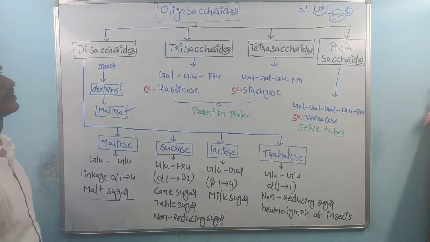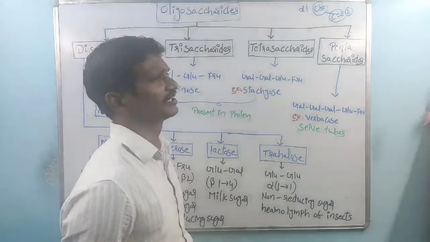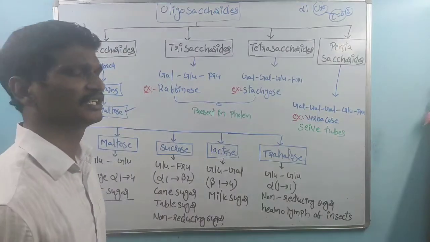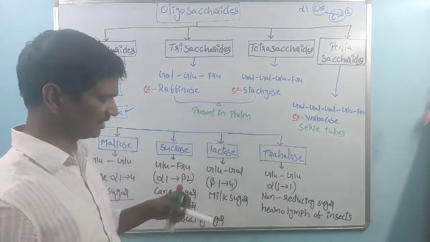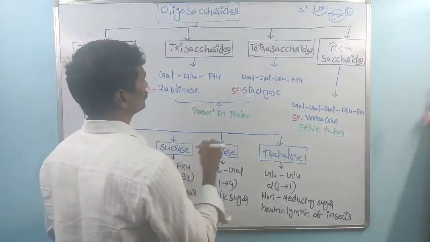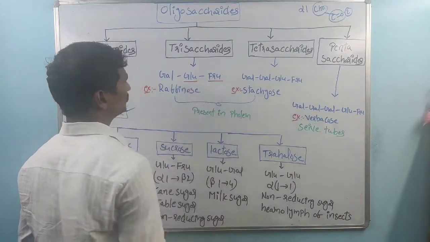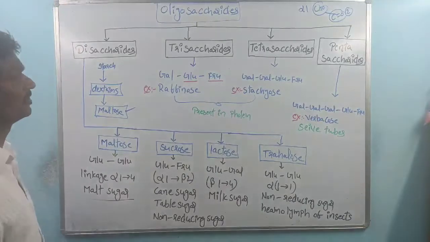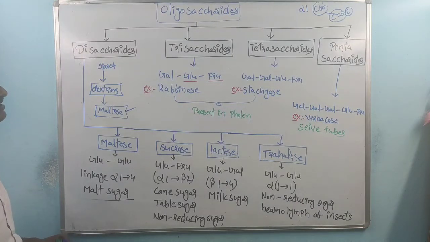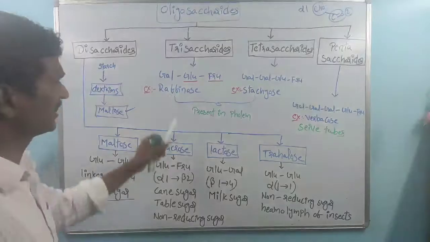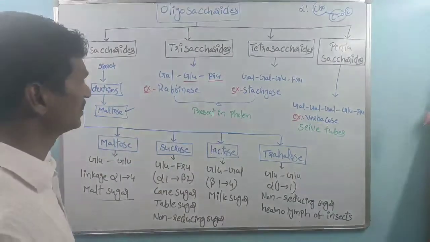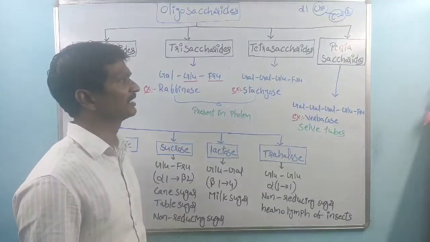And coming to the next one, the trisaccharides. Here, tri means 3 monosaccharides. The very first one is fructose, and the next one is glucose. The last one is galactose. So within the trisaccharide there are fructose, glucose, and galactose. These three combined form raffinose. The name of the trisaccharide is raffinose.